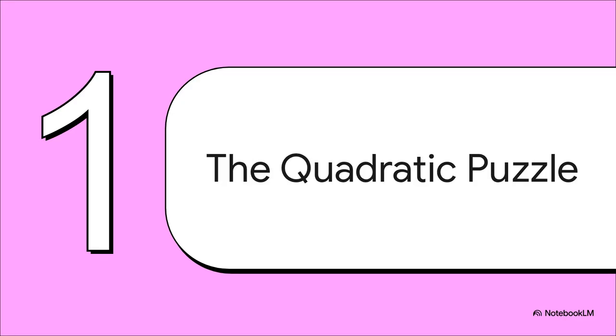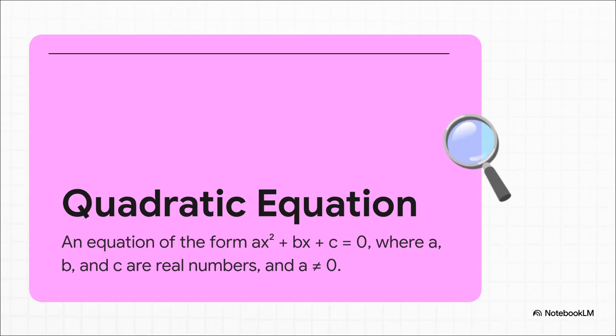Okay, Section 1, the quadratic puzzle. Before we can use the key, we've got to understand the lock, right? So what exactly is a quadratic equation? This is its standard form. Now, those letters, A, B, and C, don't let them scare you. They're just placeholders for numbers. We call them coefficients. The only really important rule here: A, the number in front of the x squared, can't be 0. I mean, think about it. If it were, that whole x squared term would just disappear and poof, it wouldn't be quadratic anymore.